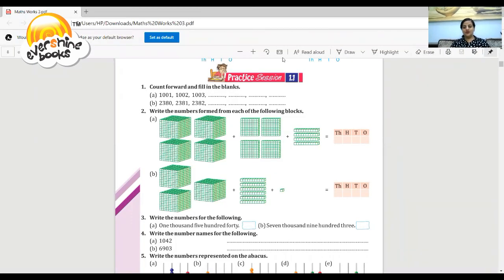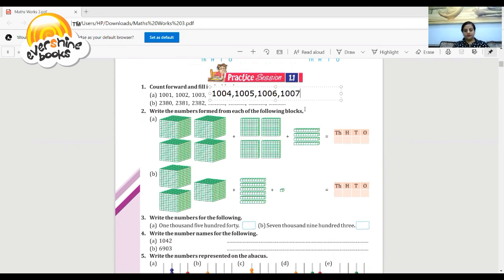Now students, we are going to do practice session 1.1. Count forward and fill in the blanks. Forward means आगे, after. Like it is 1001, 1002, 1003 and 1004 will be the next number, comma, 1005 will be the next number, comma, 1006 will be the next number, comma, 1007 will be the last number. Okay, like this.